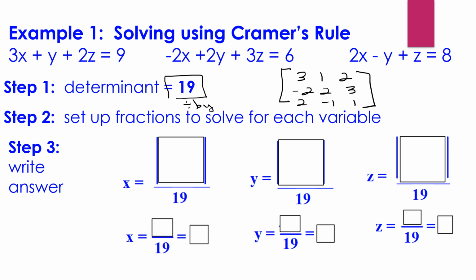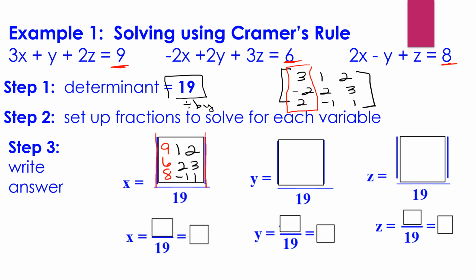Okay, so in order to solve for x, each of the coefficients of x are in this first column. So instead of using those values, I'm now going to replace them with the constant values 9, 6, and 8, respectively, to complete the matrix so that I can find the determinant of the new x matrix. I'll finish out the remaining elements just as they are. So the first row is now 9, 1, 2. The second row is 6, 2, 3. And the third row is 8, negative 1, positive 1.